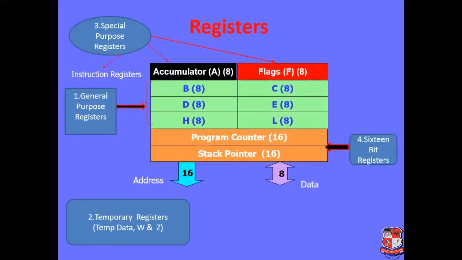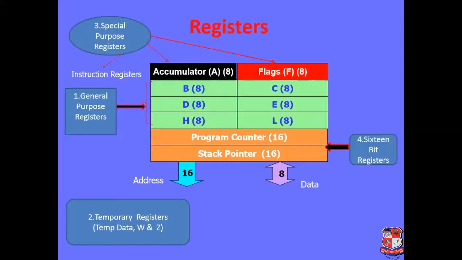The temporary registers W and Z are used to store temporary data during execution of instruction. The special purpose registers are register A and flag register. Register A or accumulator is an 8-bit register. It is extensively used in arithmetic, logical, load and store operations as well as input-output operations. Most of the time, the result of arithmetic and logical operations is stored in register A. Hence, it is identified as an accumulator.